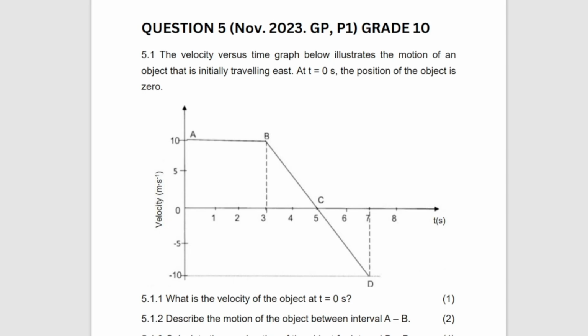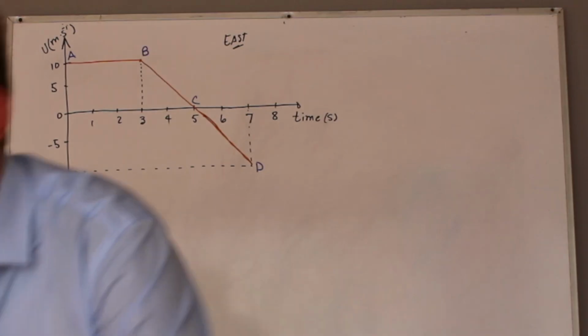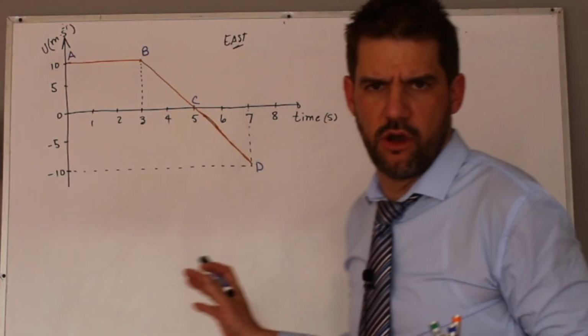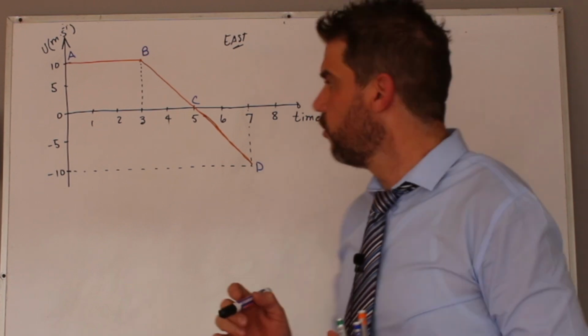The question was done in Houghton. Say the velocity versus time graph below illustrates the motion of an object that is initially traveling east. So the direction is important. I'm going to write it here and then I'll show you just now. It's traveling east. That is important data. And then you see the graph there. What is the velocity of the object at t0 and describe the motion of the object between A and B? But we are going to describe the motion of the object through the whole graph. So let's take as much as we can from the graph.